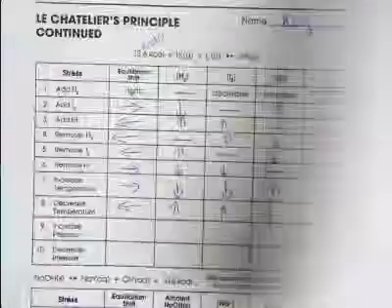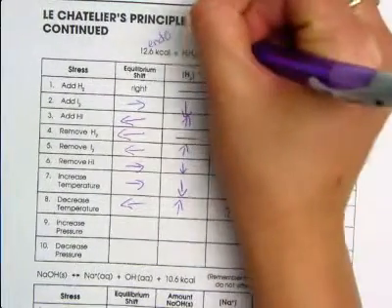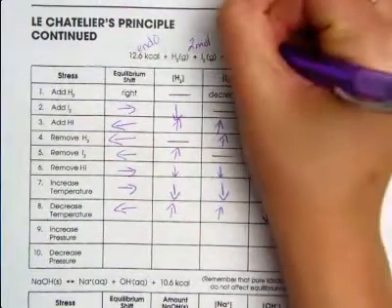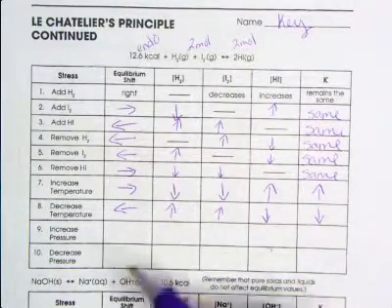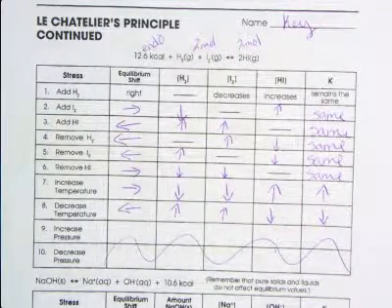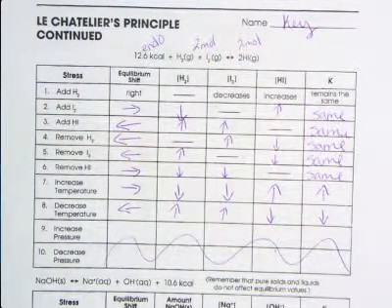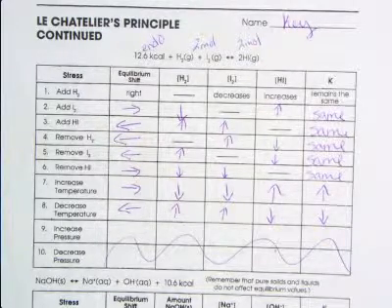What's wrong here? We have 2 moles on the left. We have 2 moles on the right. So is anything going to happen? Everything is going to stay the same because there is no shifting going to happen, because we have 2 moles versus 2 moles. All right, let's look at the bottom one.